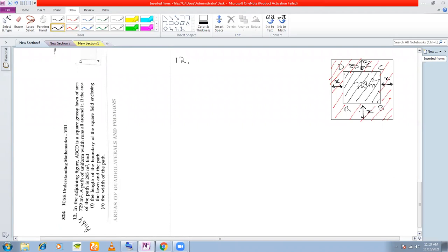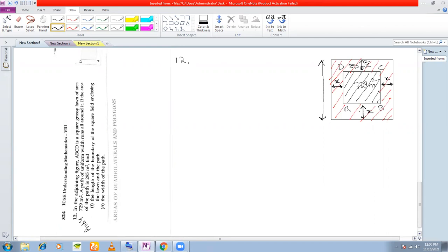Question is, find the length of the boundary of the square field enclosing the lawn and the path. Now what do you mean by length of the boundary of the square enclosing the lawn and the path? You have to find out the side of this square, right? Fine. Is this easy enough? Yes. Can anyone tell me how to proceed with this?